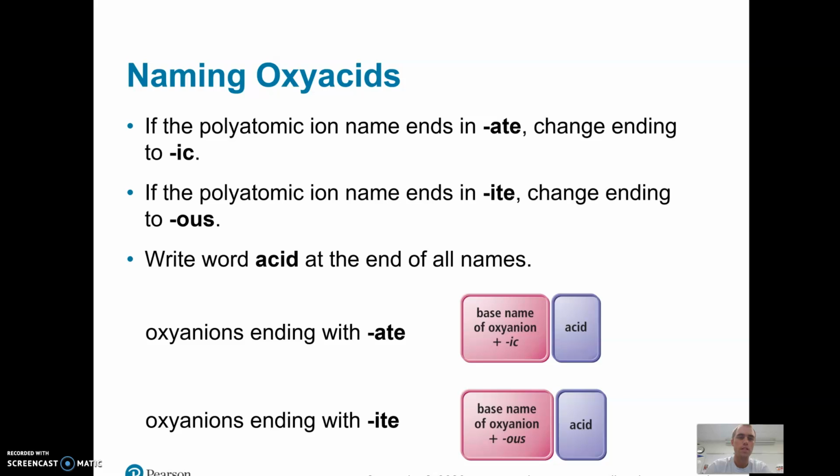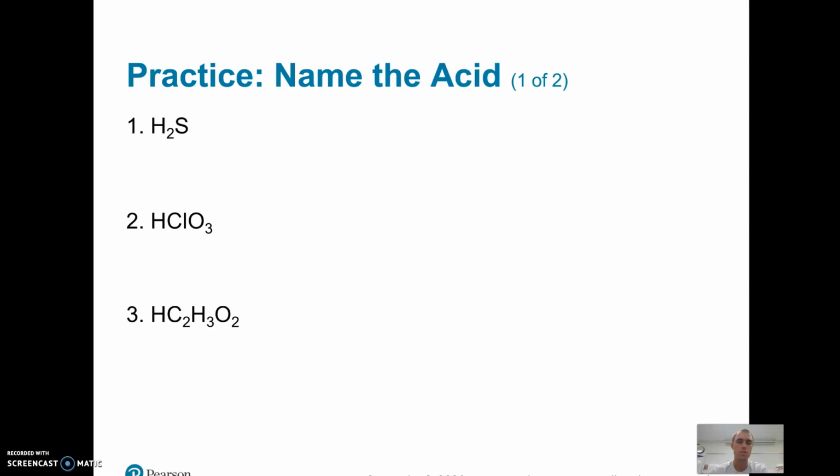For oxyacids, it's a little bit more complicated. It's based off of the ending on the polyatomic ion. Polyatomic ions end in ate or ite. If the polyatomic ion ends in ate, the ending gets changed to ic for the acid. If it ends in ite, the ending gets changed to ous. Acid comes at the end, and we change ate to ic and ite to ous. So, here are some examples.